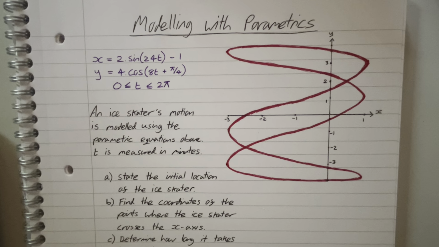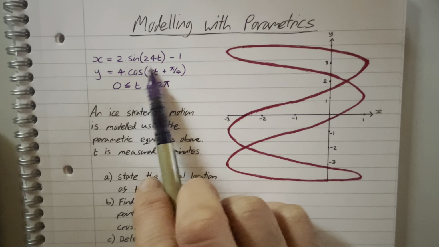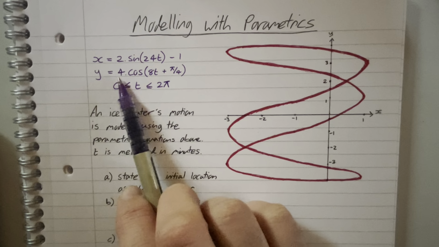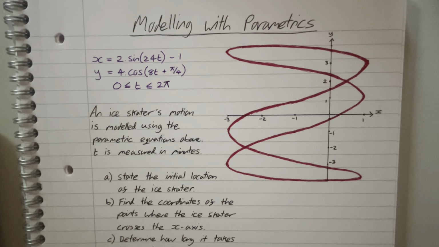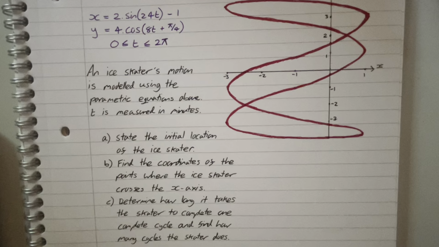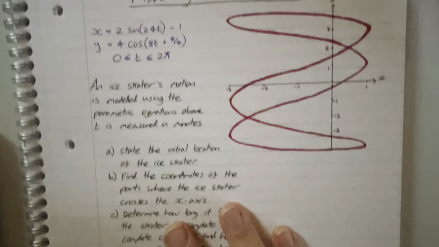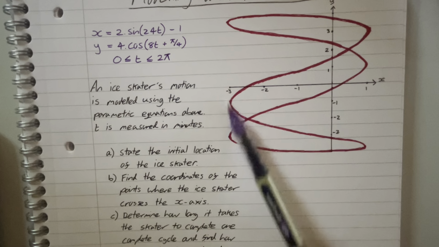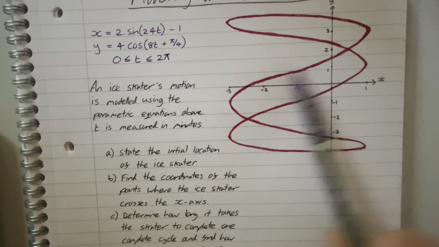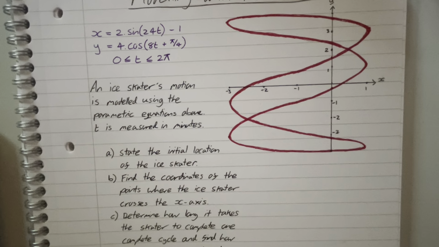I've got two. So we've got a parametric definition here. X equals 2 sine 24t minus 1, and y equals 4 cos 8t plus pi on 4, and we're told t goes between 0 and 2 pi. An ice skater's motion is modelled using the parametric equations above. So here we've got a sketch of the curve, and this is the path that an ice skater is going to take on an ice rink. And we're told that t is measured in minutes.